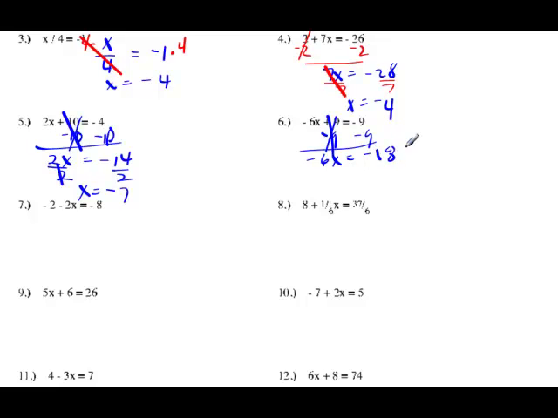Okay? I have negative 6 in front, so I divide by negative 6. This should be well ingrained into your memory by now. Negative divided by negative is a positive. 18 divided by 6 is 3.